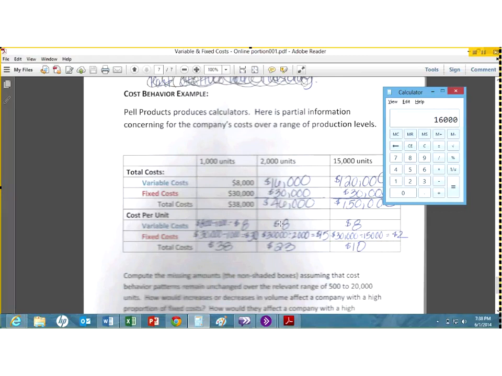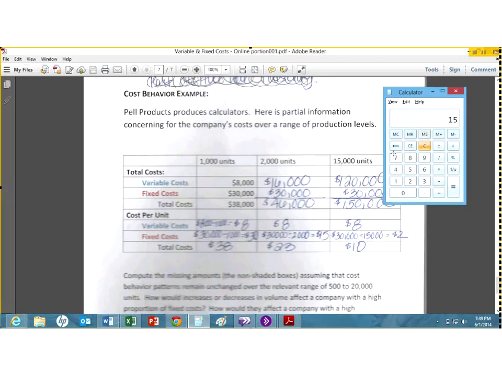We already did what our variable cost per unit would be, but what would our fixed cost per unit be if we made 2,000 units? I would take the $30,000 and divide it by the 2,000 calculators and get $15 of fixed cost per unit. So that would mean if I made 2,000 calculators, my cost per calculator would be the $8 of variable plus the $15 of fixed to get $23.